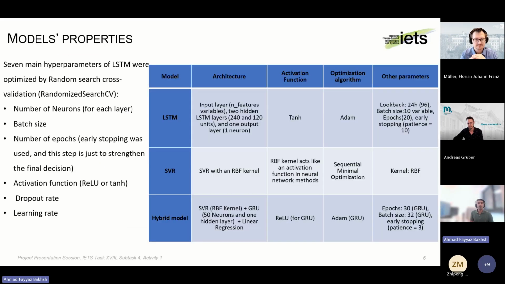For the model properties, we use randomized search cross-validation as the hyperparameter optimizer for different parts of the LSTM, such as the activation function and dropout rate. It uses combinations of these hyperparameters in a randomized way to finally give us the most optimum hyperparameters.